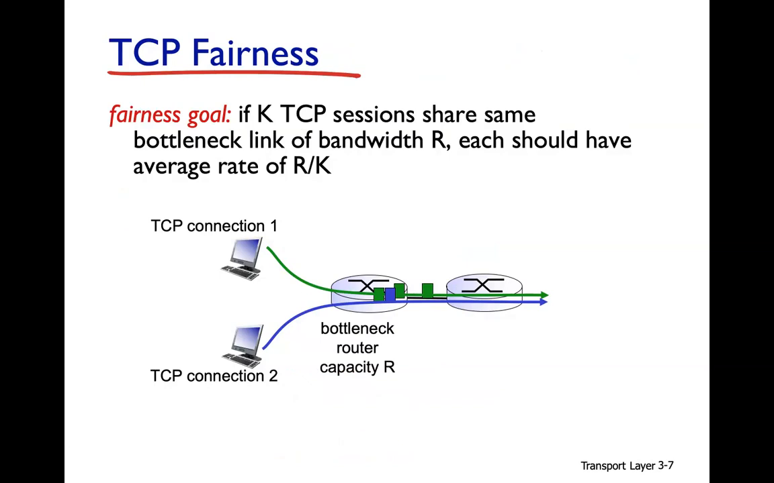Okay, so the next one, we want to measure the fairness of TCP. What is fairness? The fairness goal is to make sure that if I have multiple TCP sessions sharing the link, it is fair to everyone. If I have K sessions, everyone will get bandwidth over K, which finally achieves this fairness goal, assuming that the TCP sessions keep sending data.